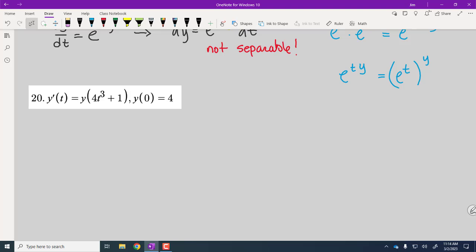So the first step is going to be to write the y prime as dy dt. And then put the y on the left by dividing by it, and the dt on the right by multiplying.